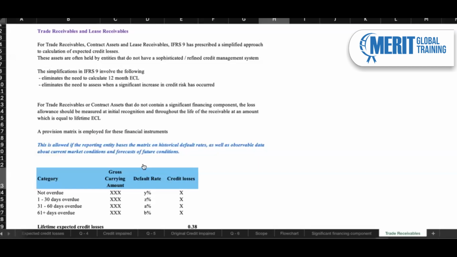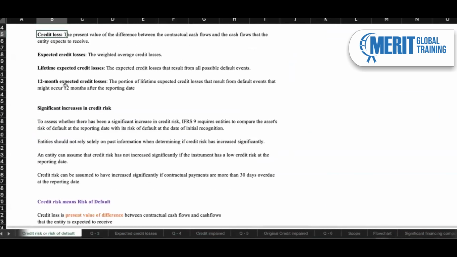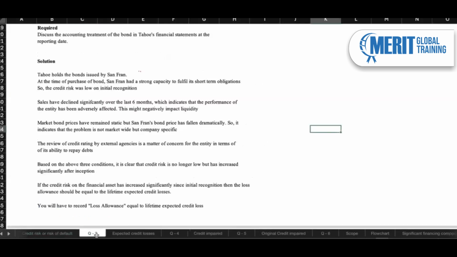Now, just to reiterate, let's go back to the basics that we covered yesterday. A 12-month expected credit loss is the portion of lifetime expected credit losses that result from default events that might occur 12 months after the reporting date. So if you are calculating 12-month expected credit losses, your calculations should focus only on a limited number of months, and that is 12 months from the reporting date. What defaults do you expect in the 12 months after the reporting date? You have to calculate those, and that will become your 12-month expected credit losses.